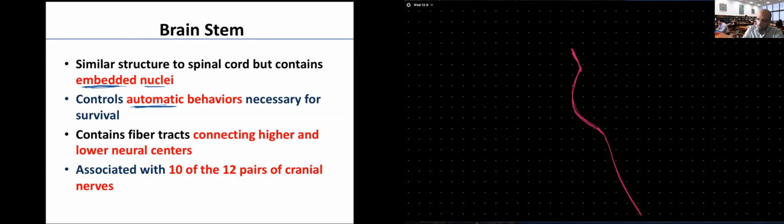Important terminology on here. Please write this down in your notes. If we are looking at clusters of cell bodies of the neurons in the CNS, we call those nuclei. It's a nucleus. Cell bodies of the neurons located outside of the CNS in the peripheral nervous system, we call this a ganglion.